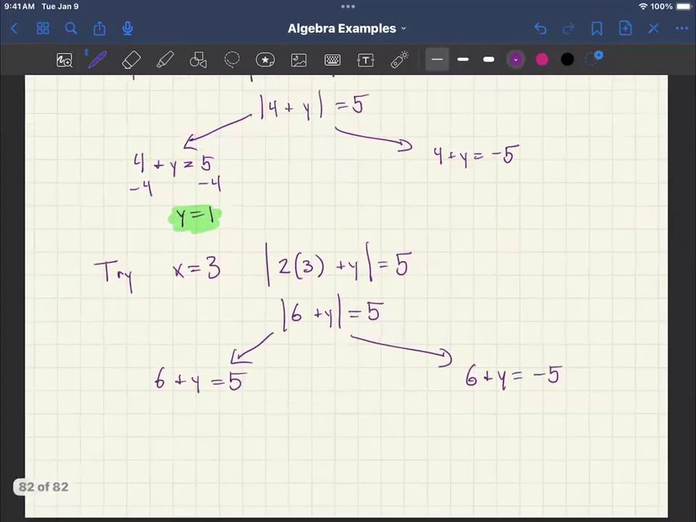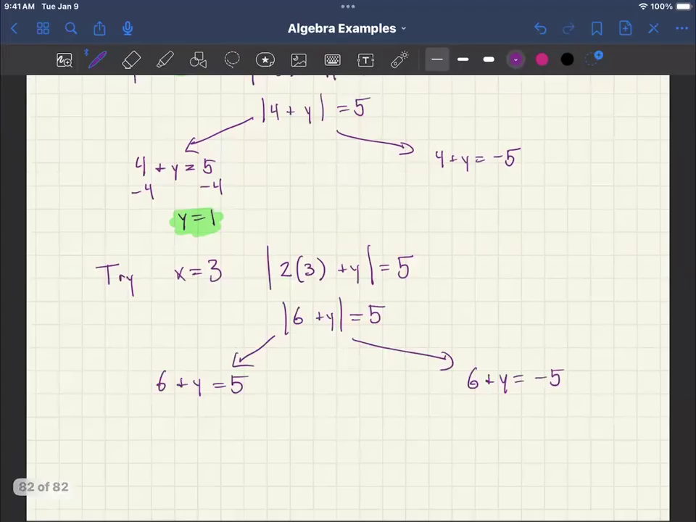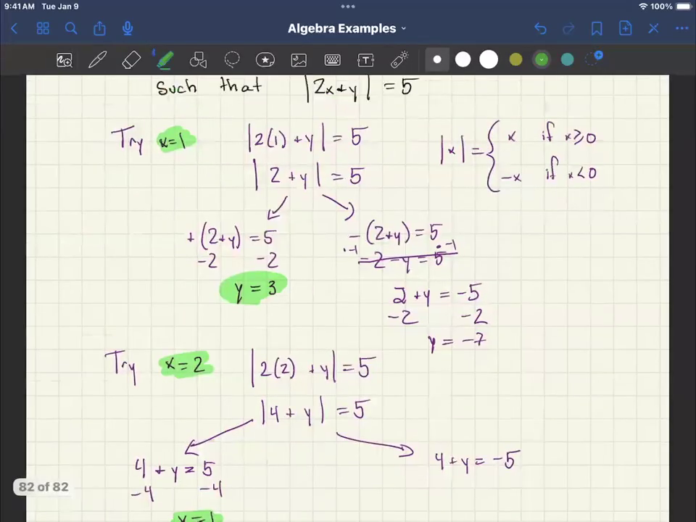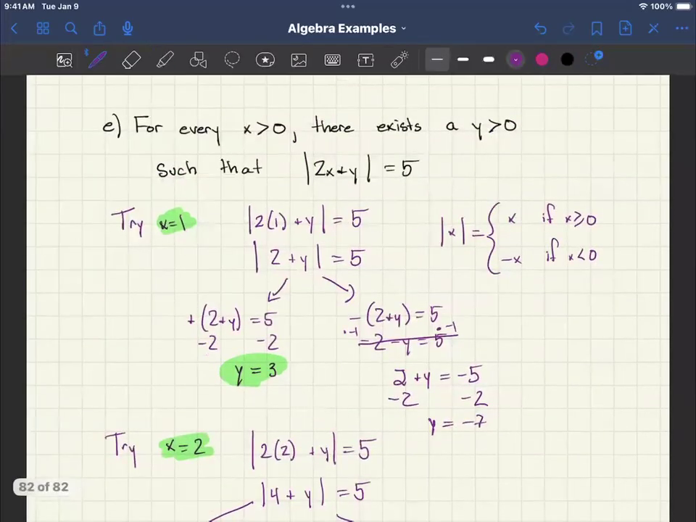All right, here are our two different outputs. We subtract 6 from both sides. y is equal to -1. And subtract 6 from both sides. y is equal to -11. So now we have x is 3, a positive, but there are only two values for y that work for this equation being true, and both of them are negative, which means that the original statement up here is false.